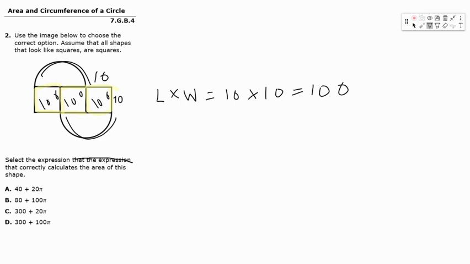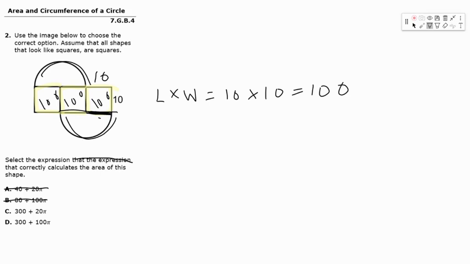That means we're looking for an expression that has 300 plus something else. So we can eliminate A and B. Now we have 2 semicircles. Each of the semicircles has a diameter of 20 or a radius of 10.